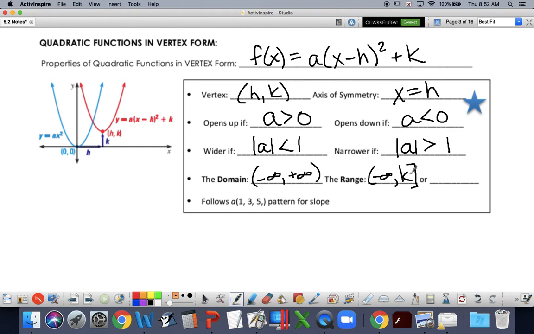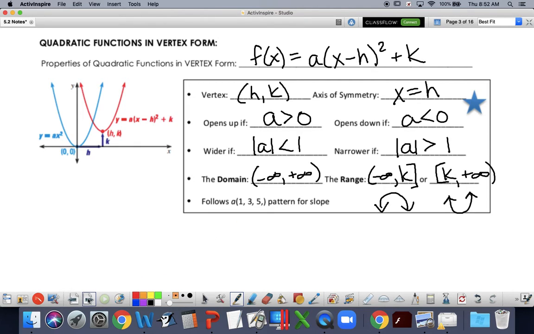So k either becomes the highest point, the maximum point on the parabola, or k is our minimum point, and then we go to positive infinity. So this just depends. If you have a downward facing parabola, this is going to be your range. If you have an upward facing parabola, this is going to be your range.